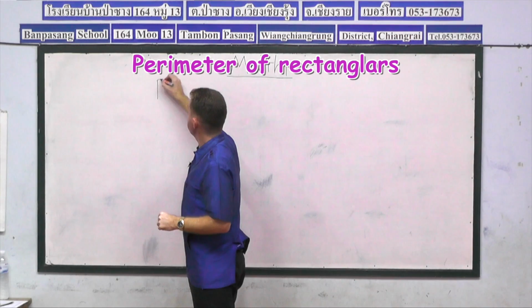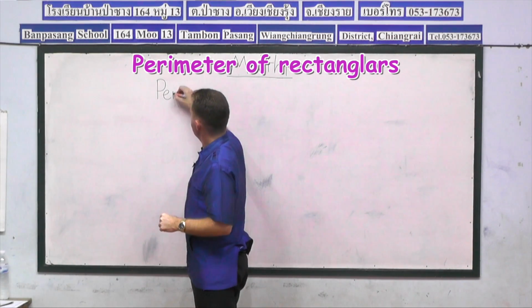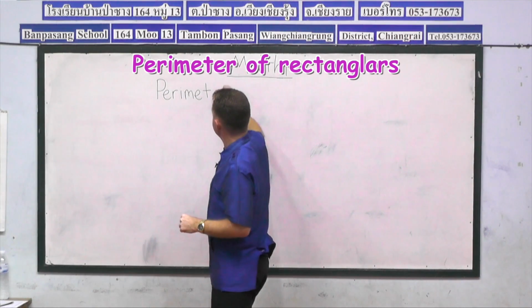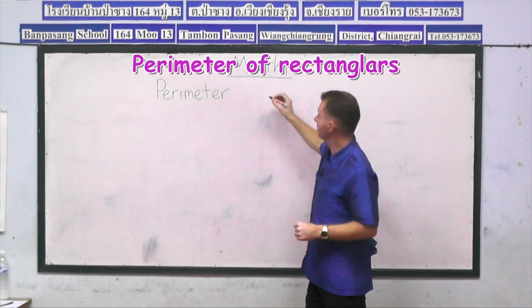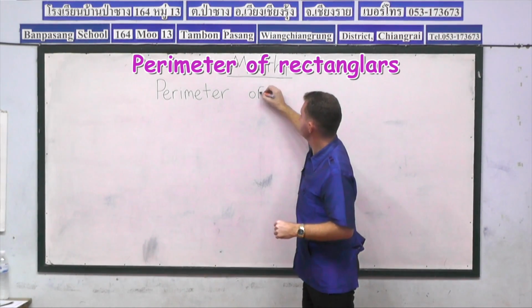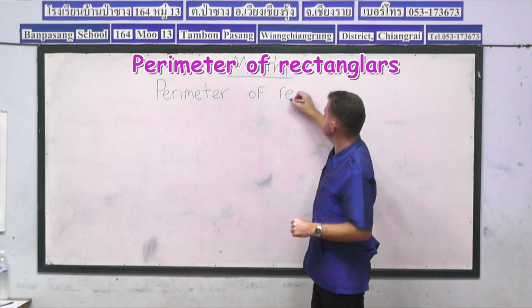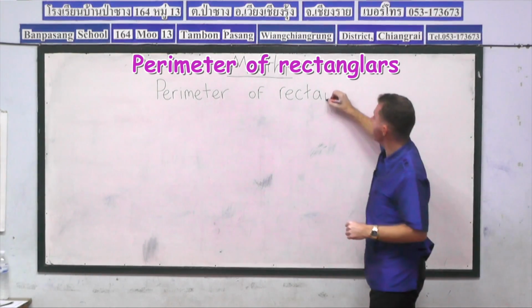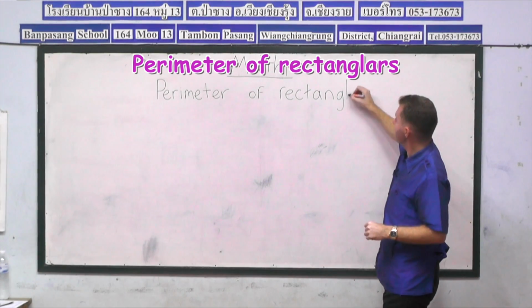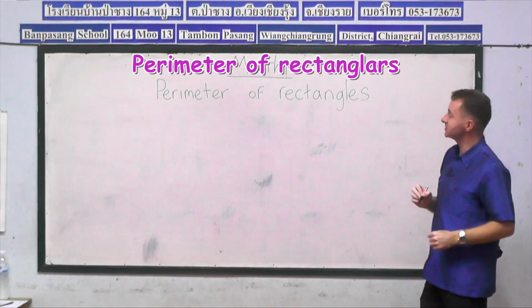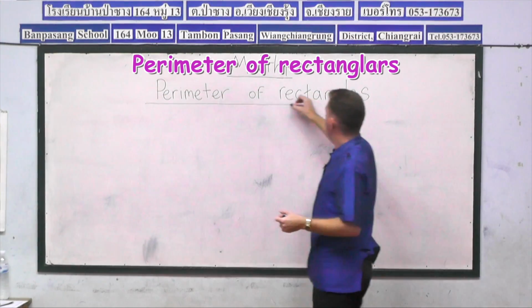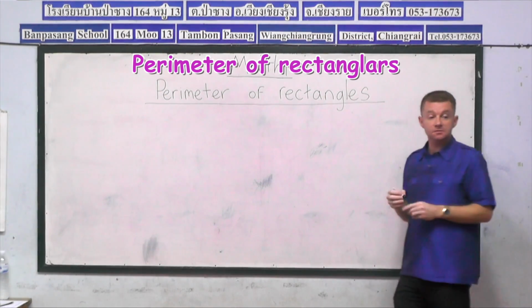Perimeter, P-E-R-I-M-E-T-E-R, of rectangles, R-E-C-T-A-N-G-L-E-S. So all together, guys, perimeter of rectangles.